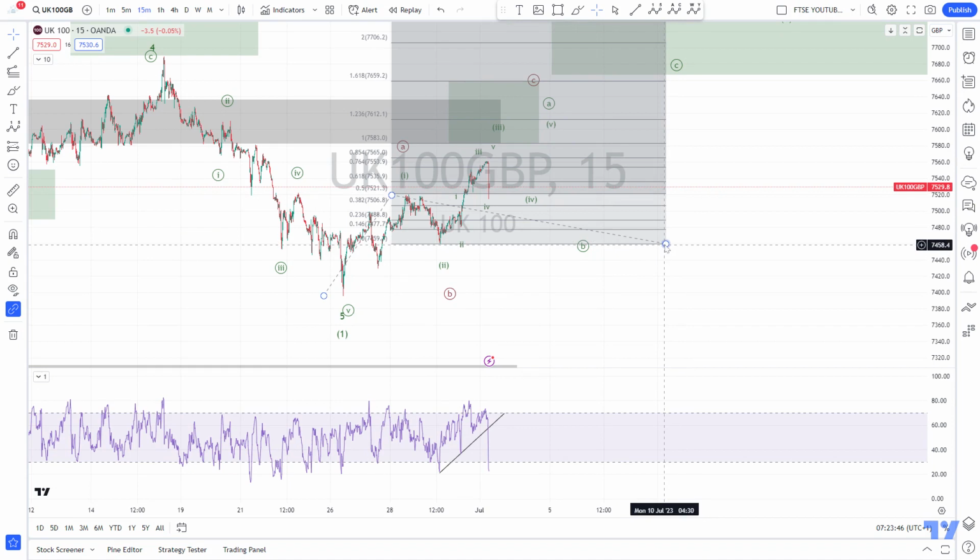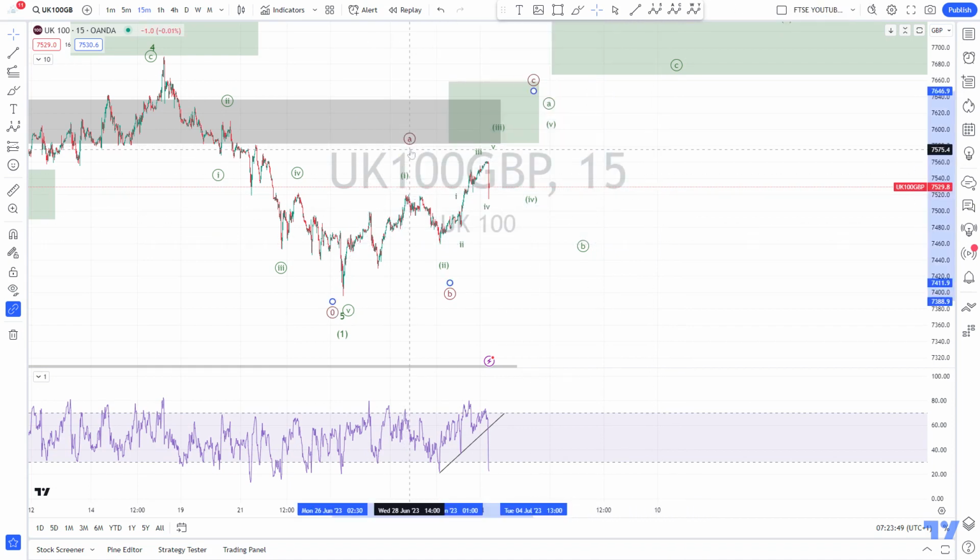Here. So now please look at the count in red. This is your A, this is your B, and then our wave C should end somewhere here in this area. So what we want to see from here is 5 waves up that end with divergence.